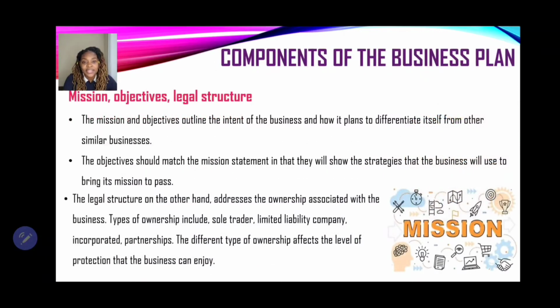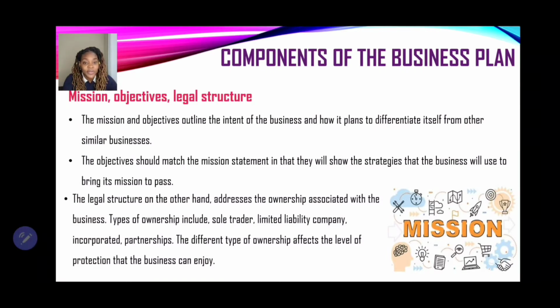Next component is the mission, objectives, and legal structure. The mission and objectives outline the intent of the business and how it plans to differentiate itself from other similar businesses, right? The objectives should match the mission statement in that they will show the strategies that the business will use to bring its mission to pass.